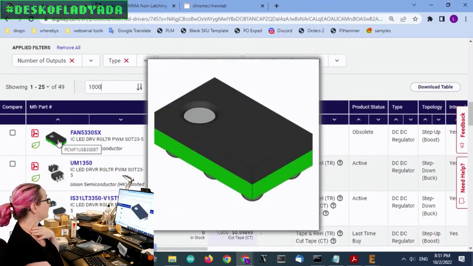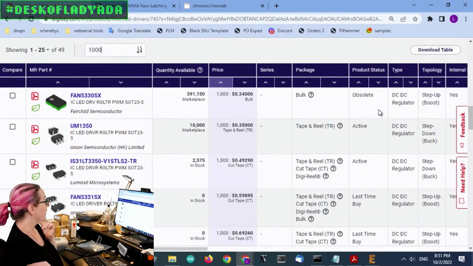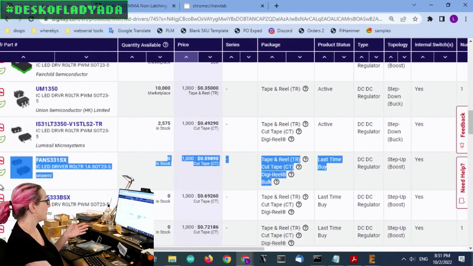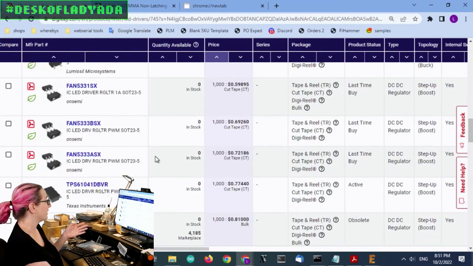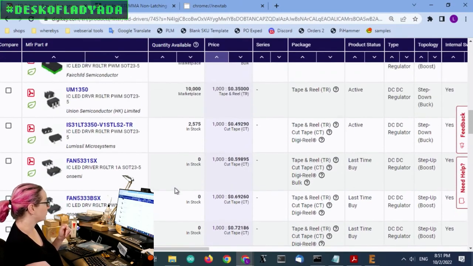So this is fun. This image is not correct. This is a SOT-23-5, but it's good to know. And there's a couple obsolete parts. Here's that FAN5331, so this is last time buy. And then a couple others in that family. You can see the FAN5333 is also last time buy.